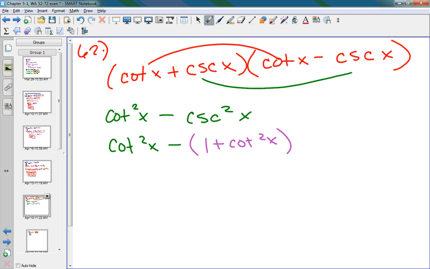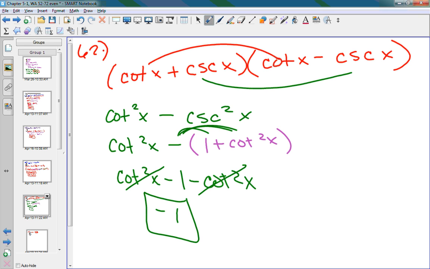Okay, so what do I do? I distribute. And what happens to my cotangent squares? These cancel out, and I am left with negative 1. Do you understand this?